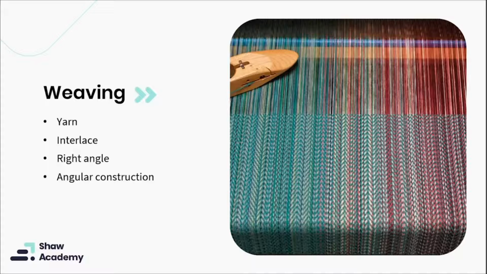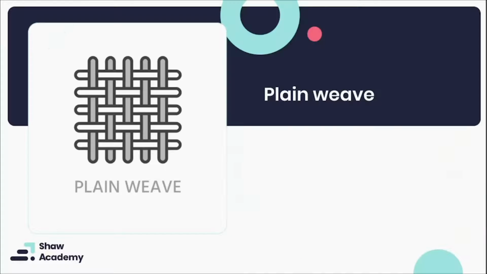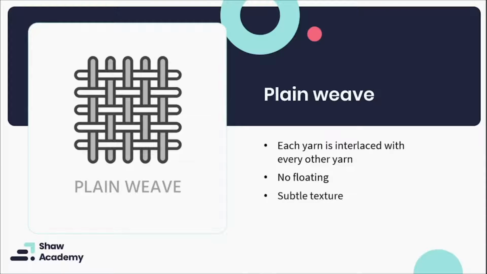Due to this method, woven fabrics are rigid with very little stretch. The 4 main weave structures commonly used are plain weave, basket weave, twill weave, and satin weave. In plain weave, each yarn is interlaced with every other yarn as demonstrated in the image. There are no floating yarns and the surface has a subtle texture.